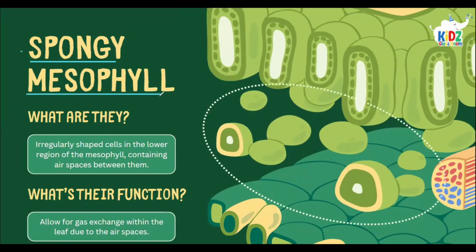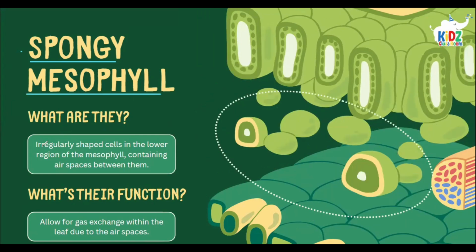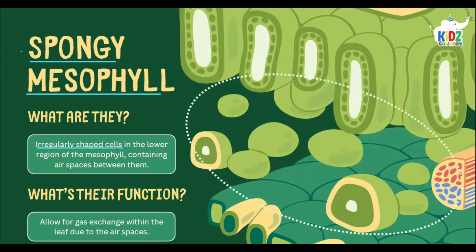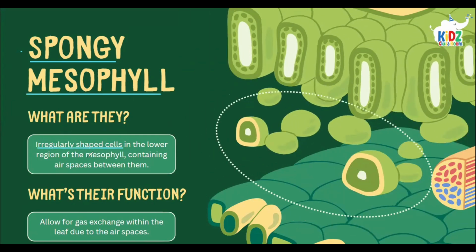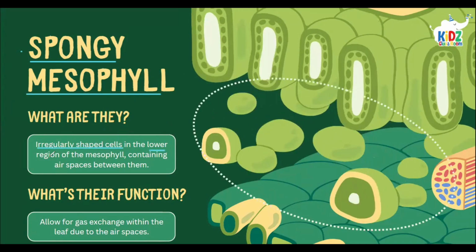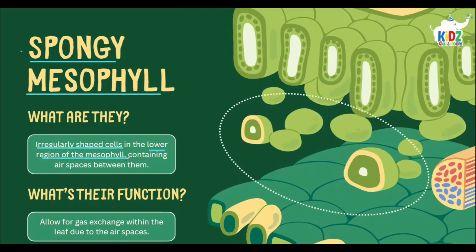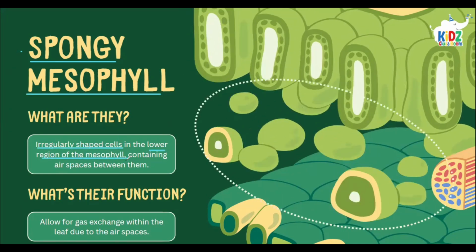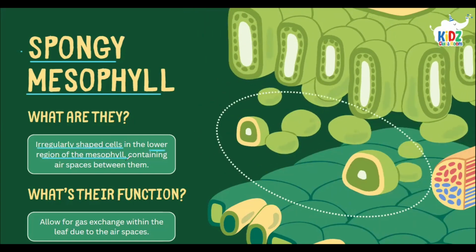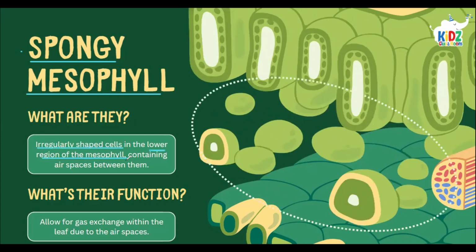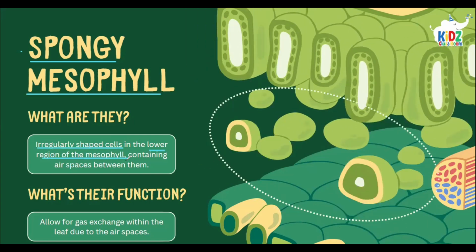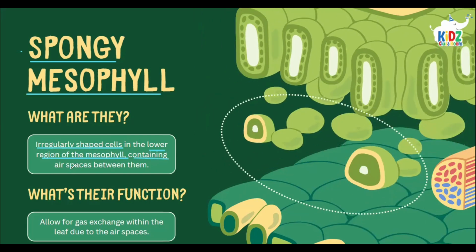And what are they? They are irregularly shaped cells in the lower region of the mesophyll. As mesophyll is divided into two parts, the upper part contains palisade cells, and in the lower region of the mesophyll there are spongy mesophyll cells containing air spaces between them.